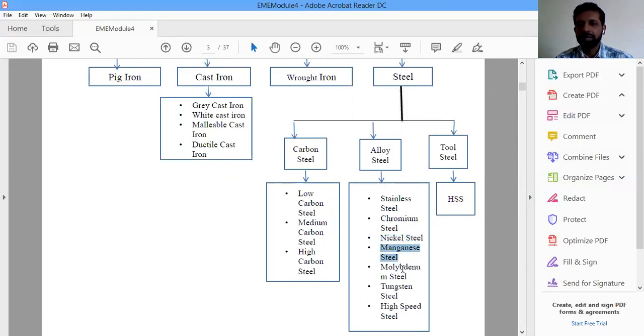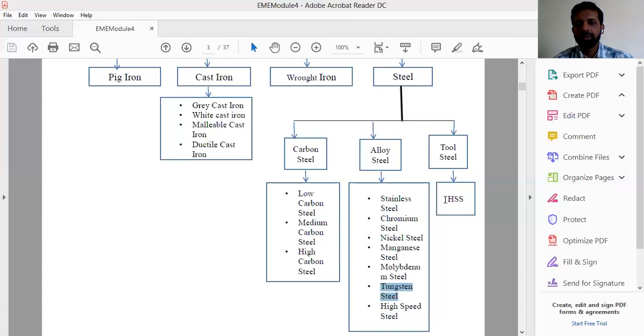Manganese steel is another type, along with molybdenum and tungsten steel, right? Tungsten steel is used where we have applications related to high temperature regions. In those particular cases, we will use tungsten steel because it retains hardness even at higher temperatures.